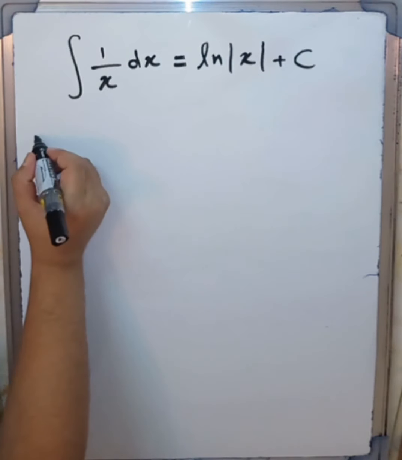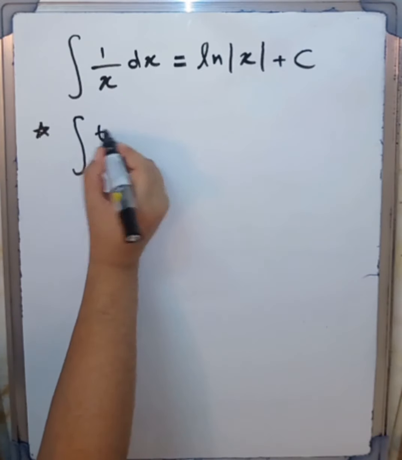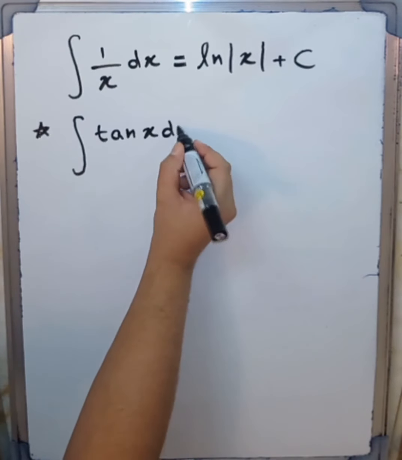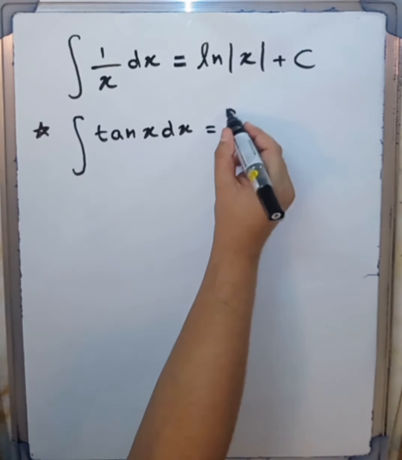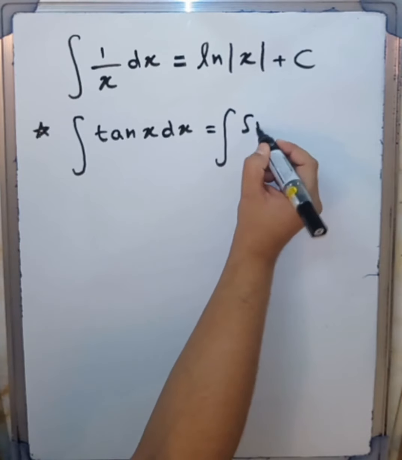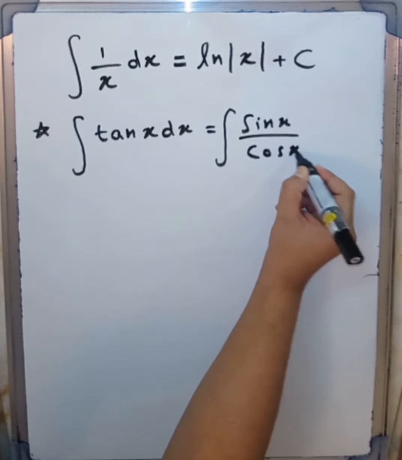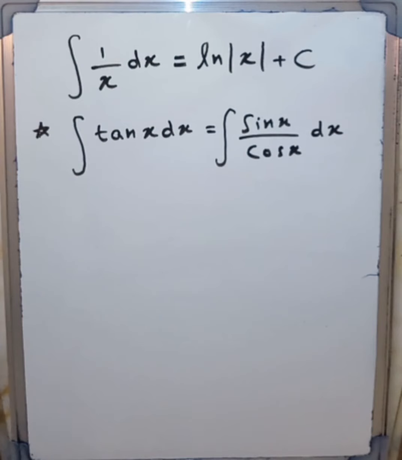Now suppose we want to find the integral of tan x with respect to x. This can be written as integration of sin x over cosine x with respect to x. Now to solve this integral, let us try substitution.